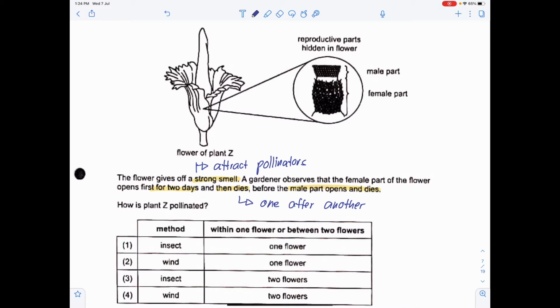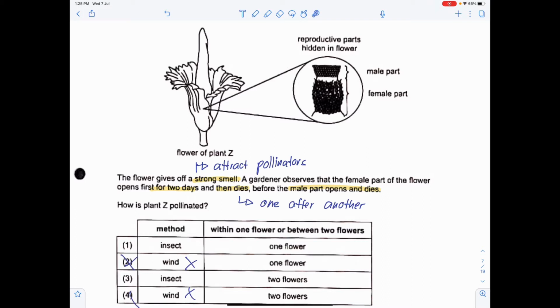So in this case, straight off the top, I can already eliminate that it cannot be wind. Why would your flower need to give off a strong smell to the wind? A strong smell doesn't attract wind, right? In any case, it doesn't help with pollination through wind. So straight off the top, I know that anything to do with wind is wrong. So options 2 and 4 are out.